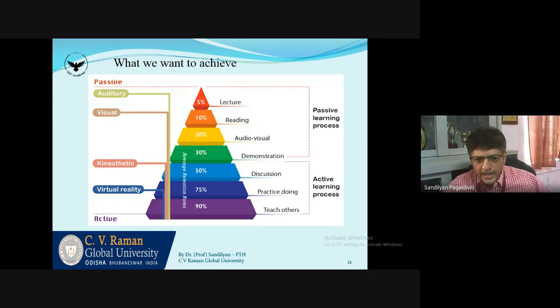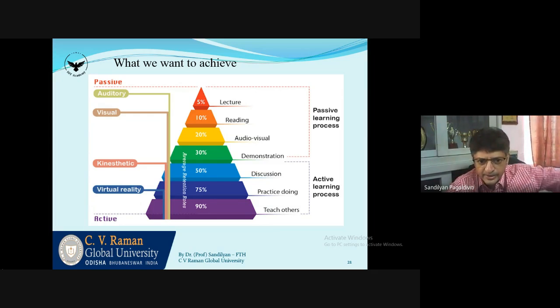Now, when we talk about active learning, which is, I say, participative learning, a discussion where students are also involved, then there is a 50% learning. When you practice doing certain things, where the student is actually learning by doing, 75% retention. And lastly, when you allow students to lead the sessions, let them conduct the class, you sit as a student and you guide them, then there is about 90% understanding and retention.